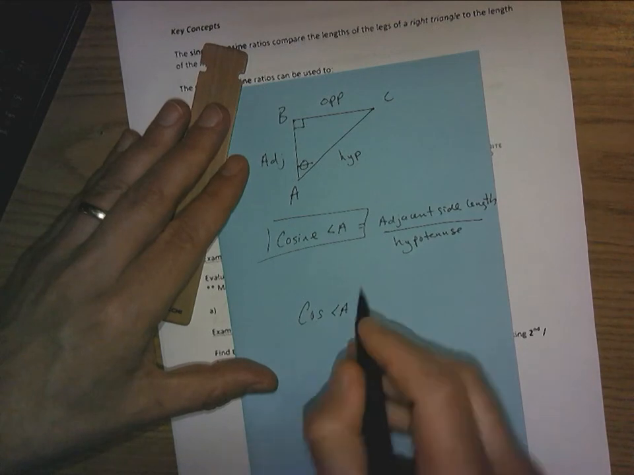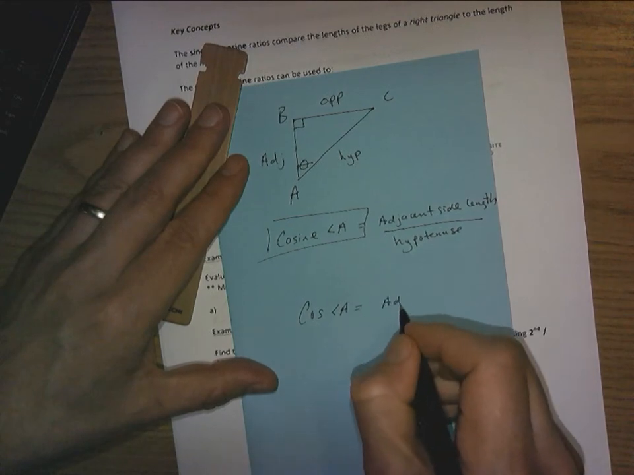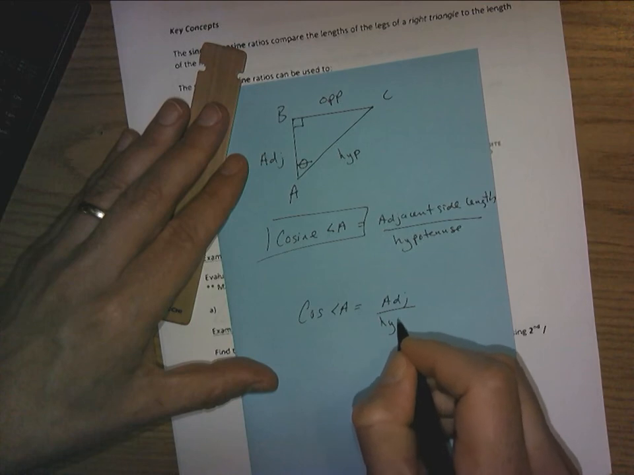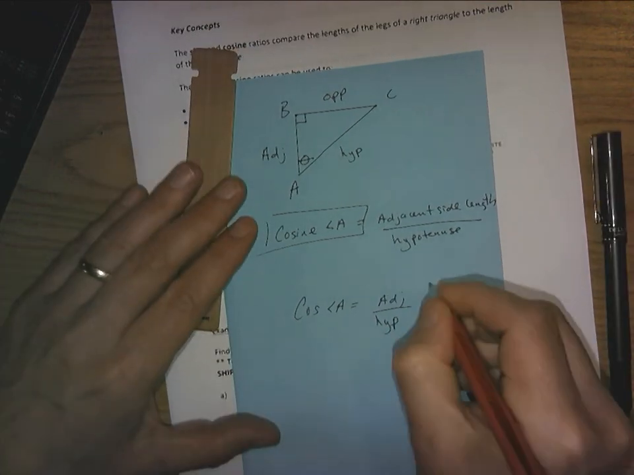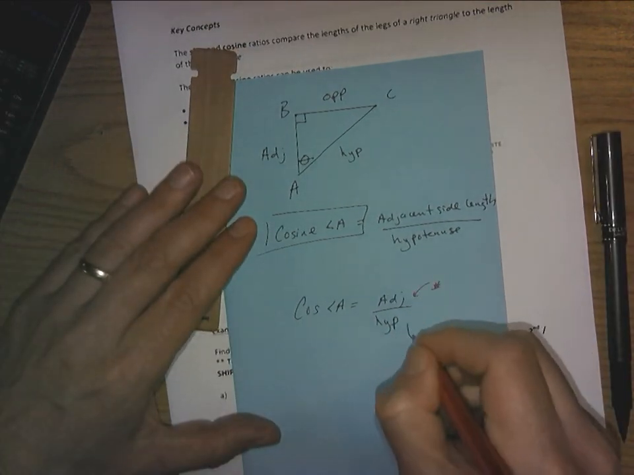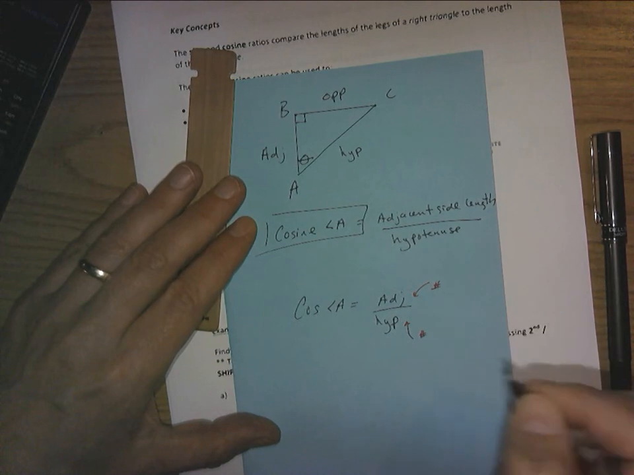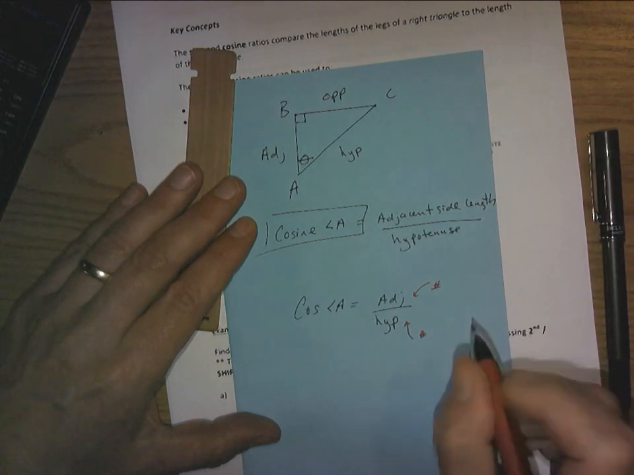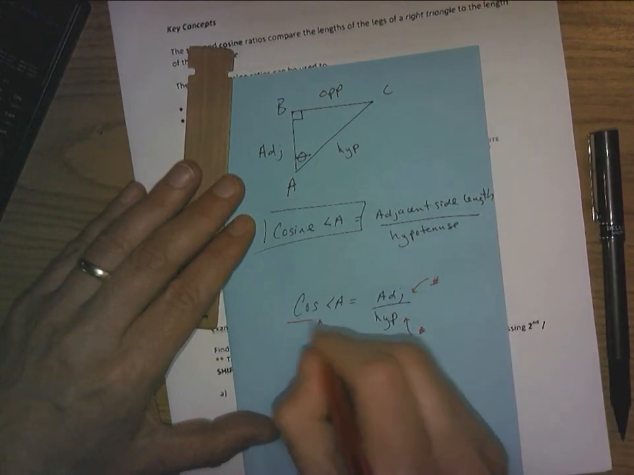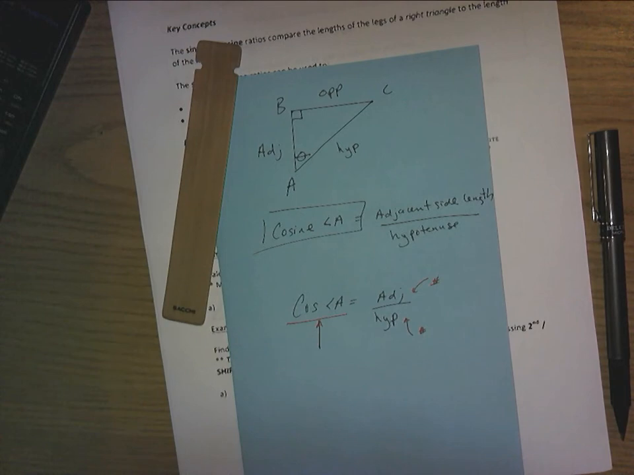So cosine of angle A will equal the adjacent side length divided by the hypotenuse. Again, this is going to be a numerical value, and this is going to be a numerical value. They're going to divide to give me a numerical value with a decimal, and that's what that number is. And it's going to tell us something very distinct about the reference angle. Okay, I'm going to stop there, and then we'll do the next video.